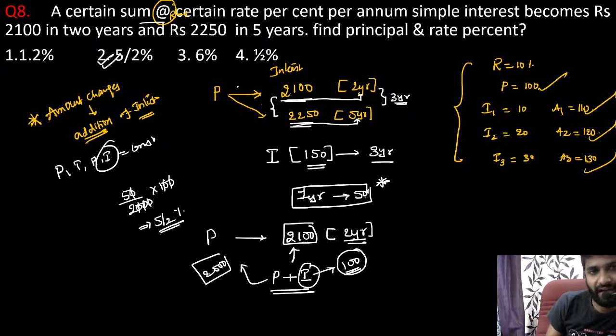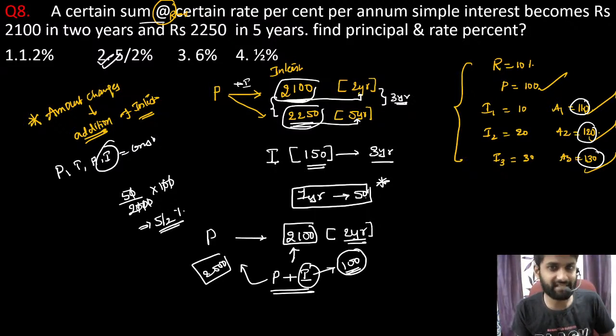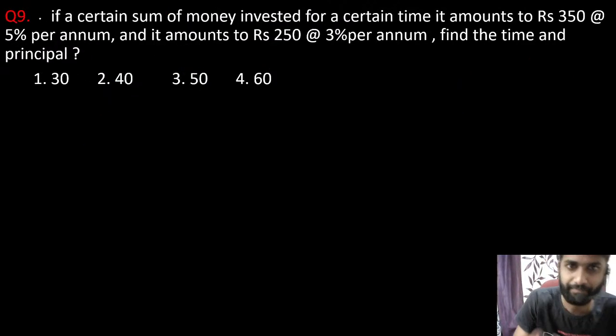So because of the addition of interest, the principal amount becomes 2100, and here 2250. That's why I mentioned 110, 120, 130. Why does the value increase every time? Because of the addition of interest. So to consider: interest of 150 rupees for 3 years, for 1 year is equal to 50. For 2 years, 100. So 2100 minus 100, the principal is equal to 2000. Now 50 by 2000, the value becomes 5 by 2%. Yes, no? Next one.